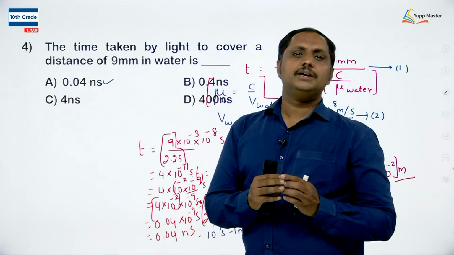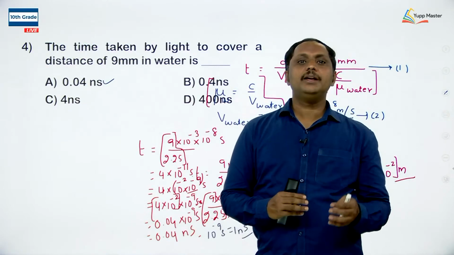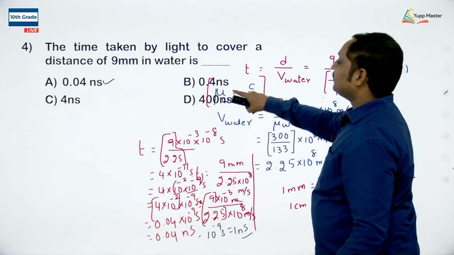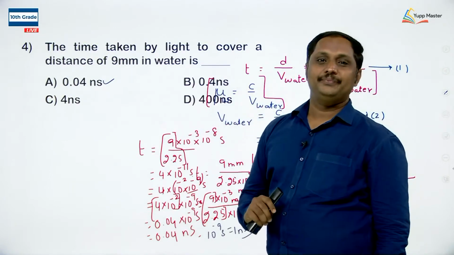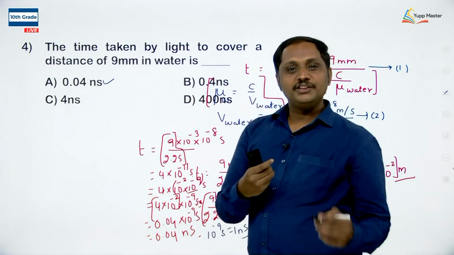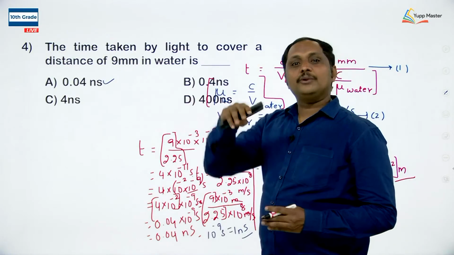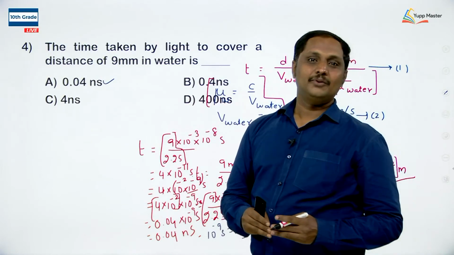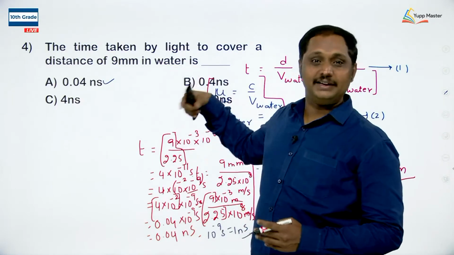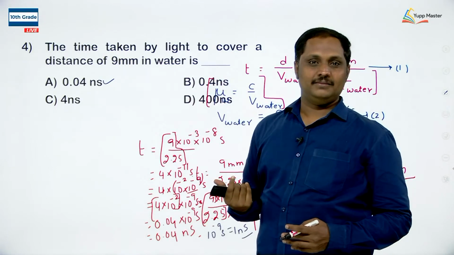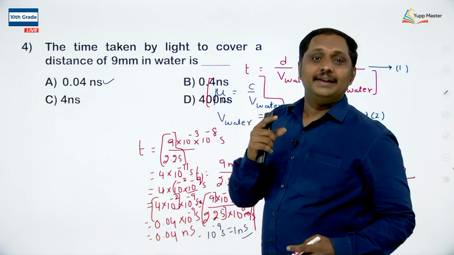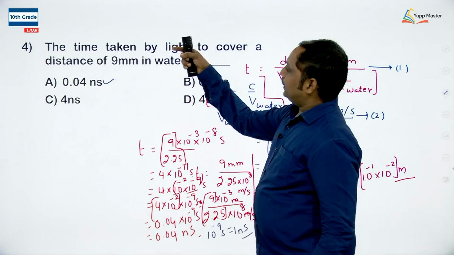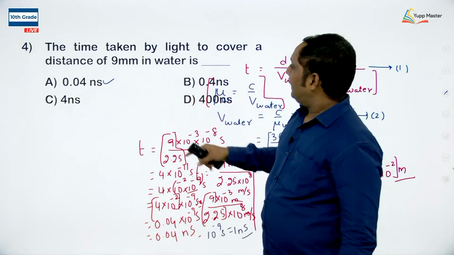If they ask about a glass medium instead of water medium, you need to know that the refractive index of glass is 1.5, and the refractive index of quartz is 1.52. If you take another transparent material like diamond, you know very well that the refractive index is 2.52. The refractive index changes. If you know the refractive index of that medium, you can easily find out the speed of light in that particular medium.